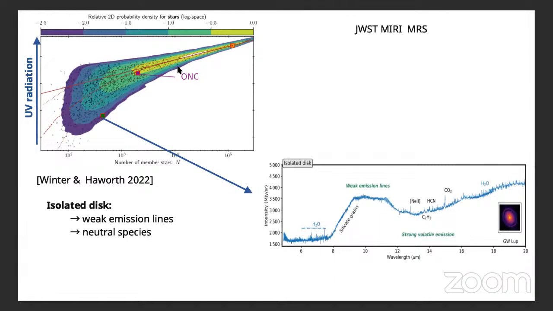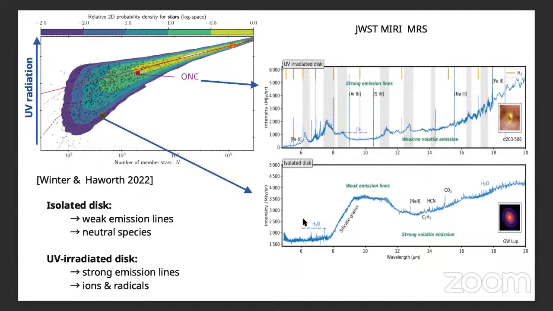Two examples are from JWST MIRI spectra from 5 to 20 microns. This is an isolated disk, and you see that there are weak emission lines or no emission lines at all. You also have neutral species like CO2, HCN, etc. If we look at a UV irradiated protoplanetary disk spectrum in Orion, you can see that the shape is completely different. For instance, you have strong emission lines, and also ions and radicals. I will come back to this spectrum later on.